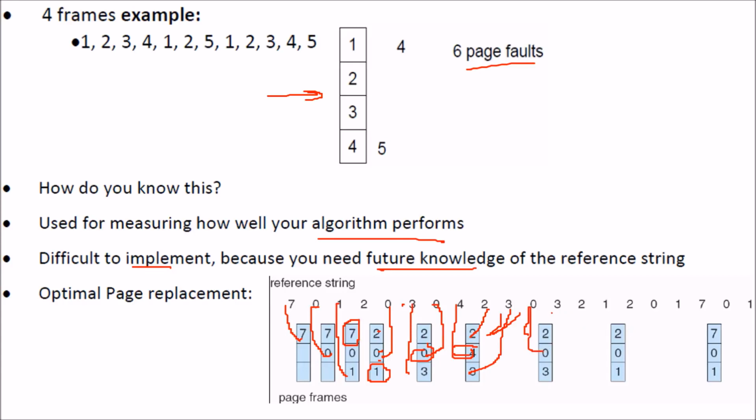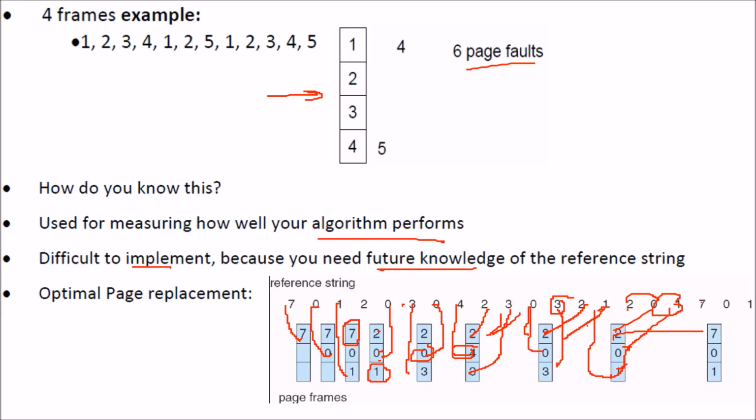Now again 3 has come, 2 has come, now 1 has come. So 1 has to find its place. 3 was referenced earlier, that is why we replace this 1 with 3. Then 0, 1 are already there, now 7. As we just saw, 0 and 1 have just been referenced. 2 was not referenced, it was earlier. So we replace this 2 by 7.